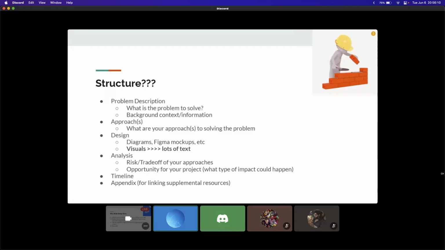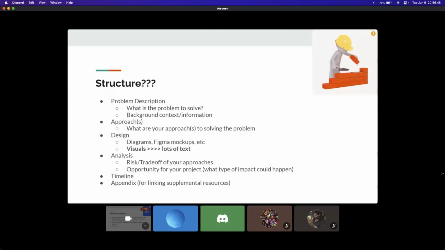Quick question. Is the structure the same in both the TDD and the PDD, the other one? I would say the structure that I have outlined here, these ingredients are common in both a PRD and a TDD, except in a PRD, it's a lot more fleshed out because they tend to be bigger projects and more complex things. So you're going to have to flesh out your approach in a lot more detail. But for a TDD, it's usually much crisper, and you can think about problem description, approaches, design, analysis, timeline, and appendix as essentially a guiding tool, right?